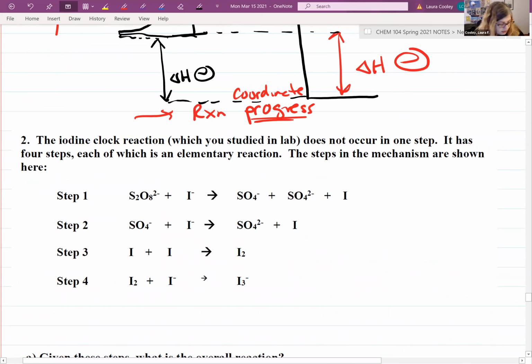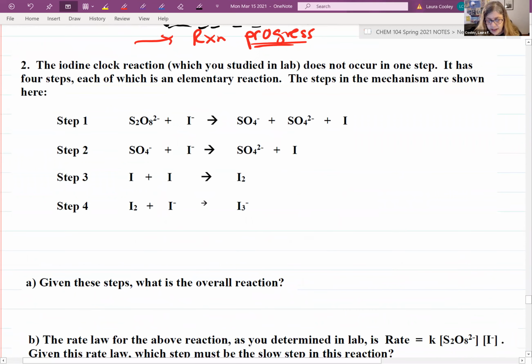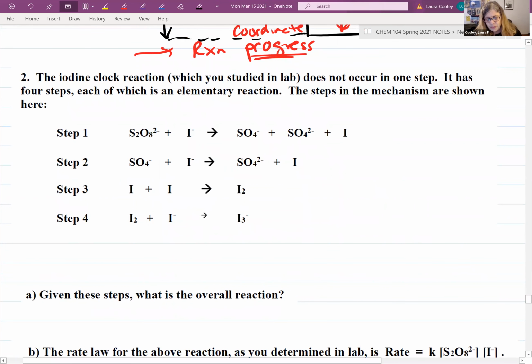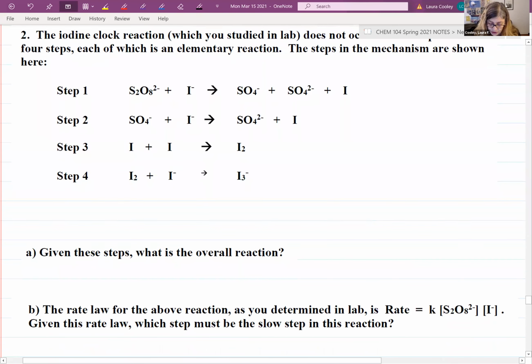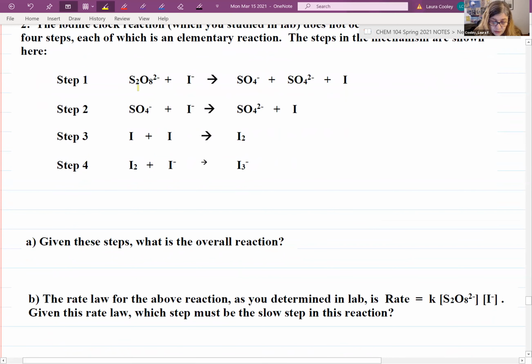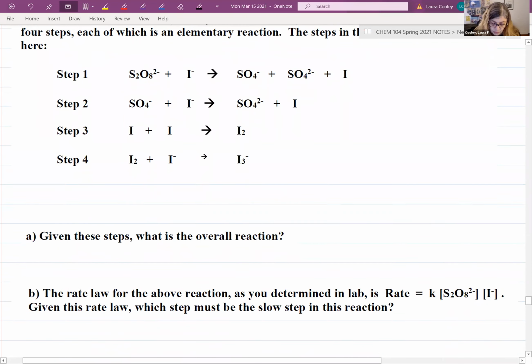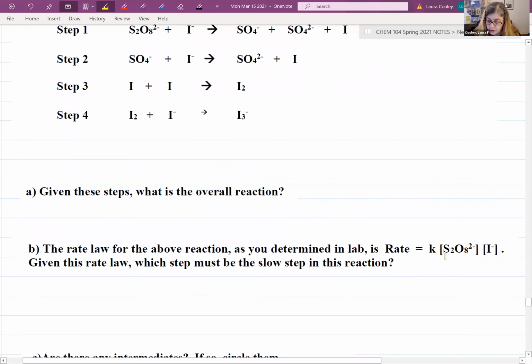Let's talk about the iodine clock reaction, because that's the reaction that we did in lab. And we found out that the reaction is first order in persulfate and first order in iodide. That's what we did in lab last week. Okay, so the rate law for the above reaction is first order in S2O8 and first order in iodide.